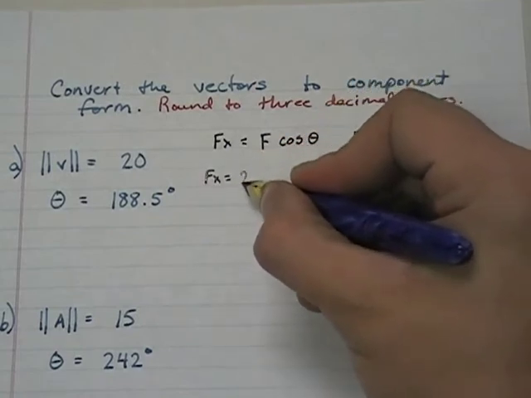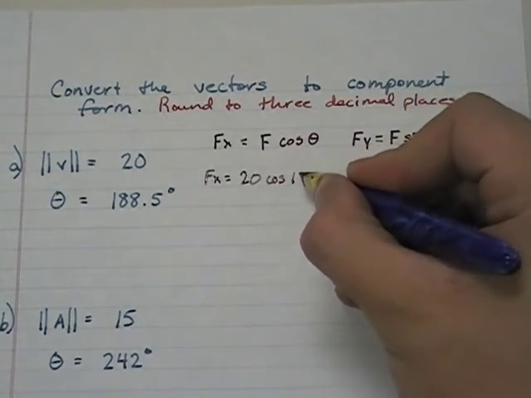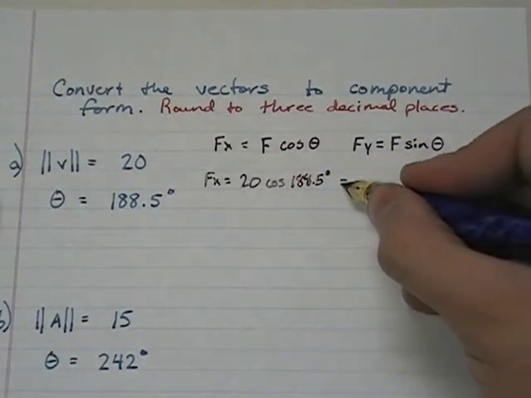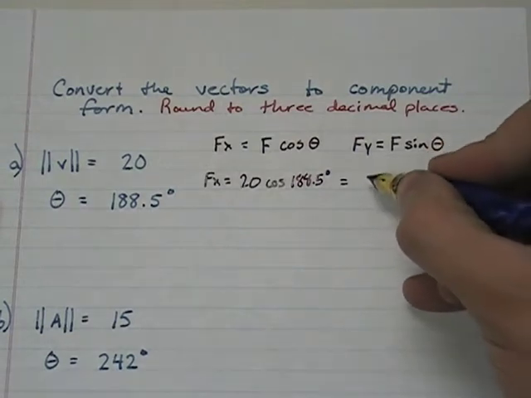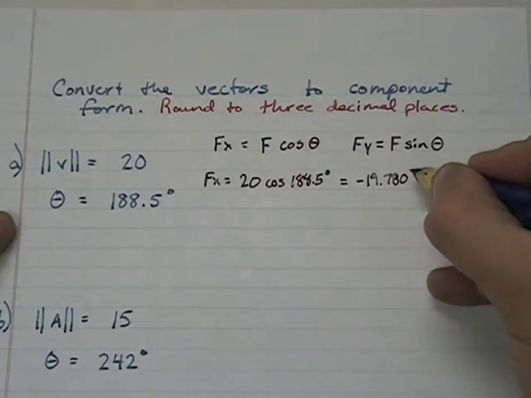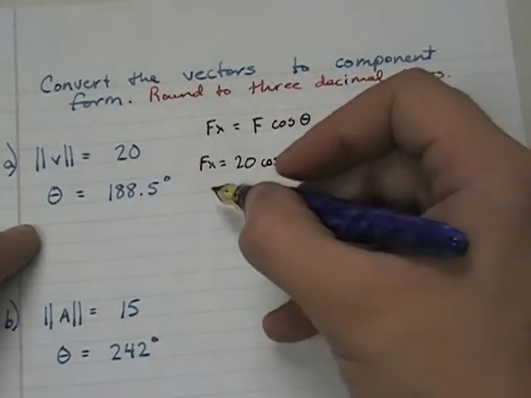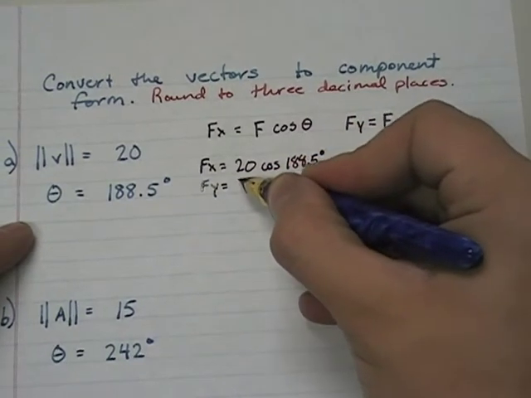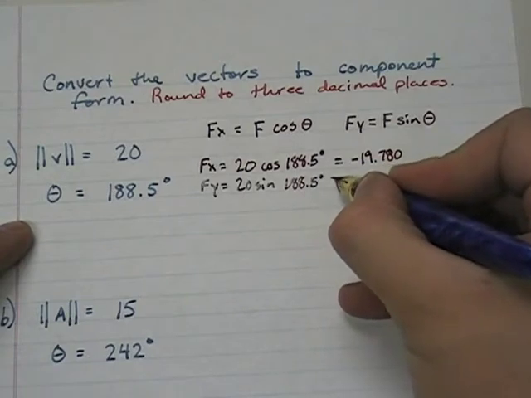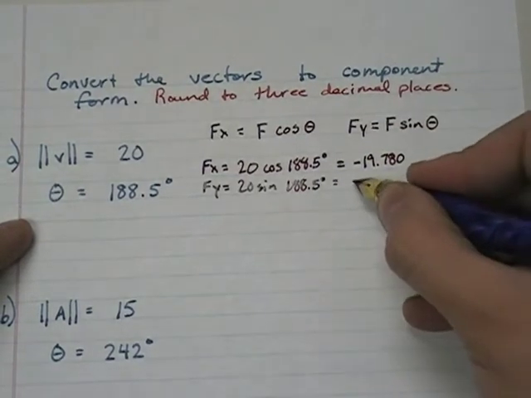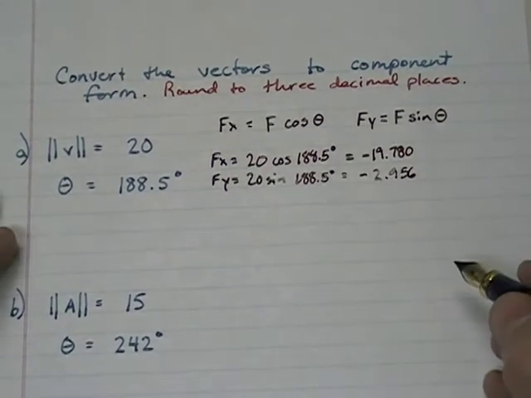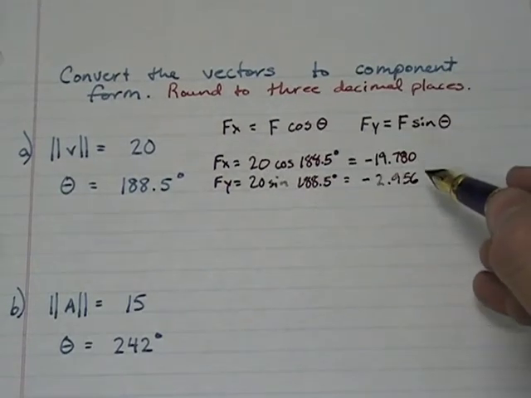Fx equals 20 cosine 188.5 degrees. And if I type that into my calculator, I'm going to get negative 19.780. And if I type this one, Fy equals 20 sine 188.5 degrees into my calculator, I'm going to get negative 2.956. Now, that's the x component, that's the y component.